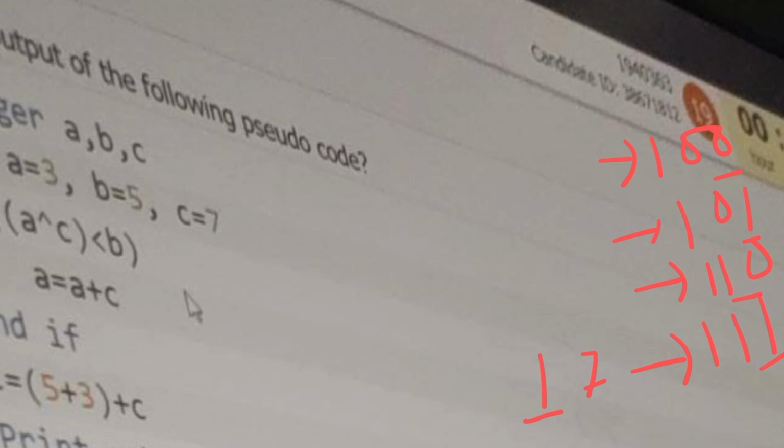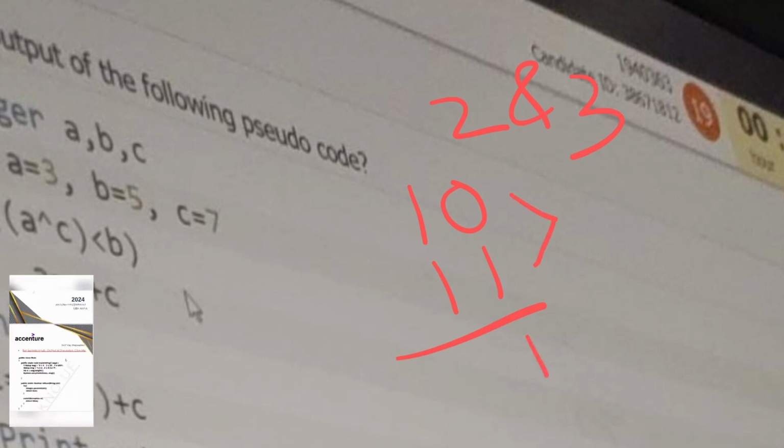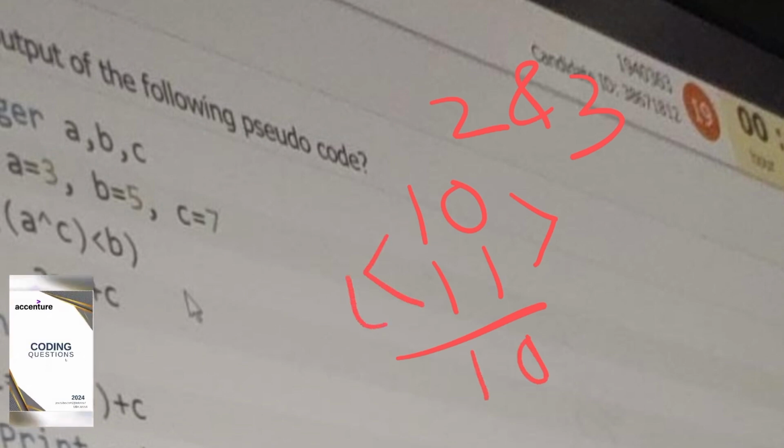Let me clear this and start with the other operations. If you are performing an AND operation between 2 and 3, remember that if any of the bits is false, the whole statement is false. Only if both are true will the whole statement be true. Let's convert: 2 means 10, 3 means 11. Here 1 and 0, one is false, so the result is false, and in the other case both are true, so the result is true. This is only in the case of the AND operation.